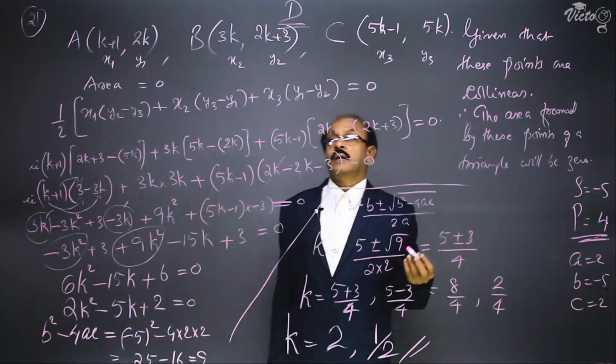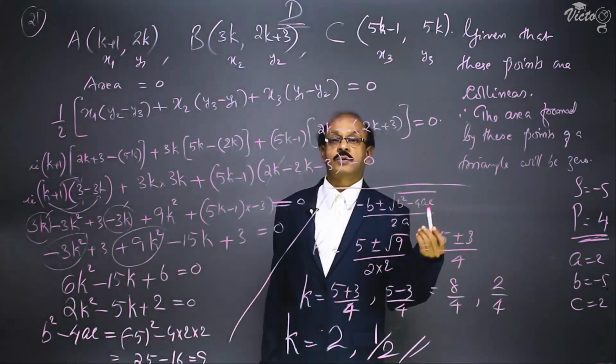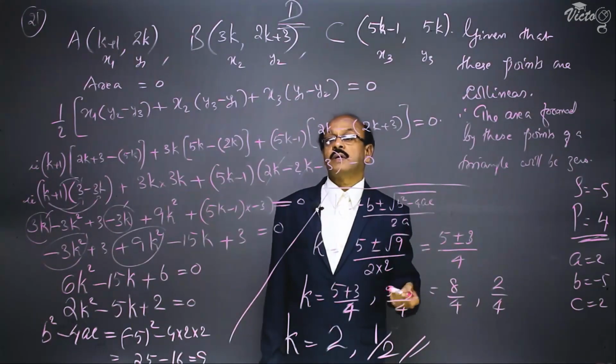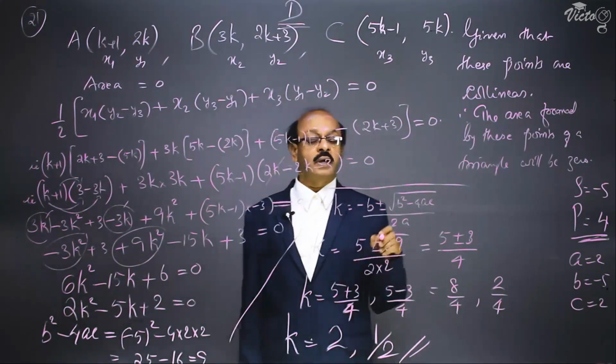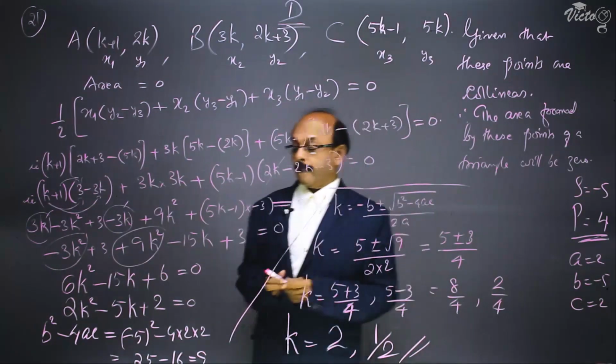First of all, we are taking the area of a triangle. Since the 3 points are collinear, area is equal to 0. We are putting the values, and on simplification, we will get the value of k as 2 and 1 by 2. Okay.